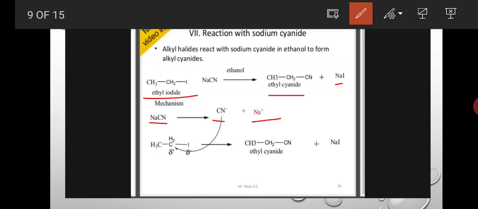Here CN minus is the nucleophile. This nucleophile attacks the alkyl halide carbon and iodine is eliminated outside. This iodine will bind with sodium and form sodium iodide, and here alkyl cyanide is formed, ethyl cyanide, CH3CH2CN. Okay, here the halogen is replaced by the cyanide group. So this reaction is called reaction with sodium cyanide, or substitution by cyanide. Alkyl halides react with sodium cyanide in the presence of ethanol and form alkyl cyanides.